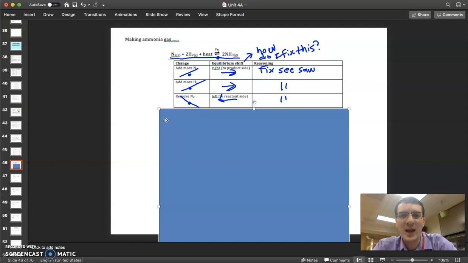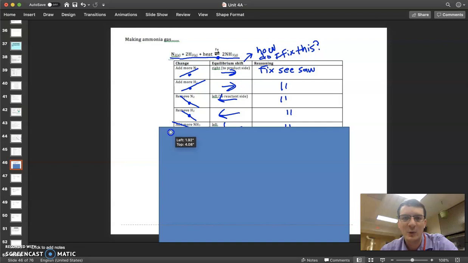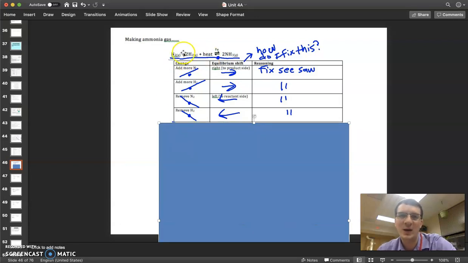Okay, what if we take away N2? If you remove something from a seesaw, it gets lighter. So if you remove N2, the right side is going to get heavier. To fix that, if the right side's too heavy, we need to shift things back to the left side. If this side becomes lighter and goes up too high, we then have to push stuff back to balance it out. What if we remove H2? Same thing. We're removing a reactant, which means we want to go towards it to fix it, to be in balance. So that's all the reactant side.